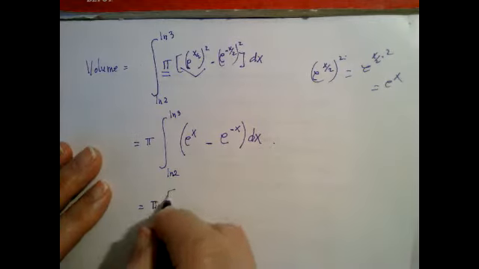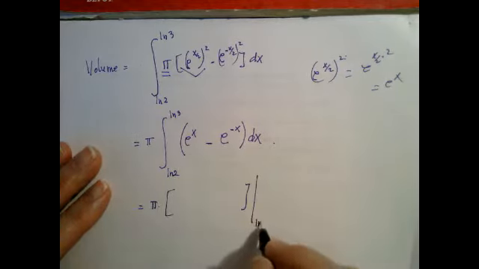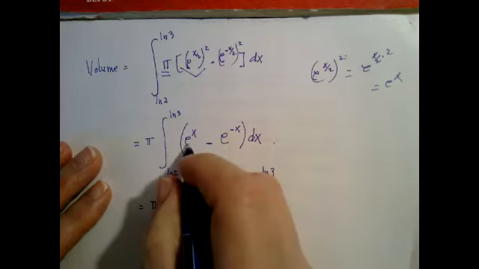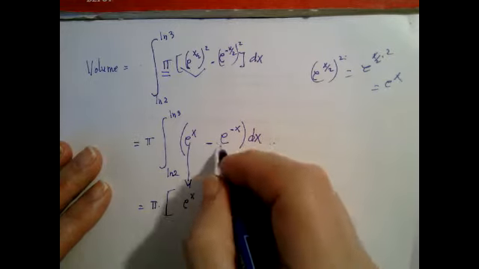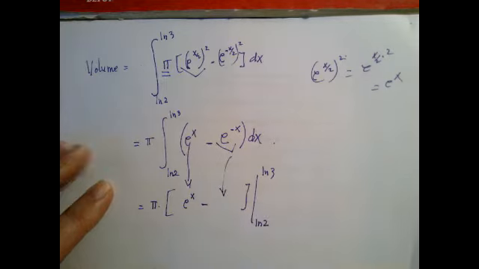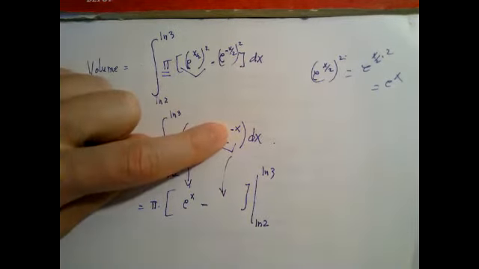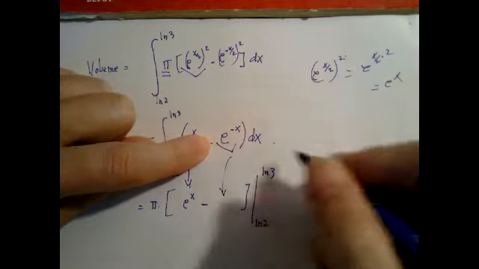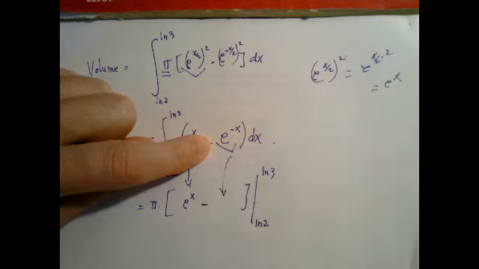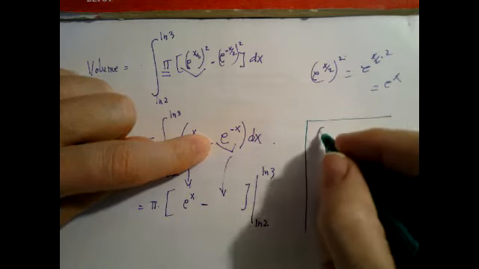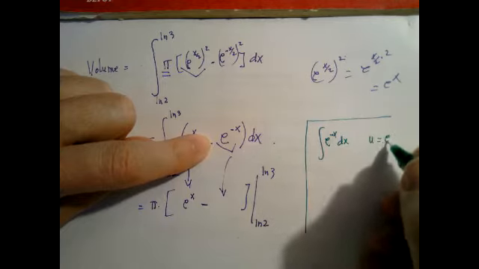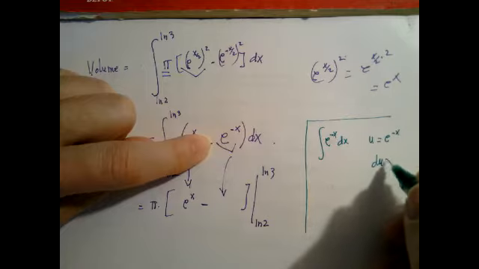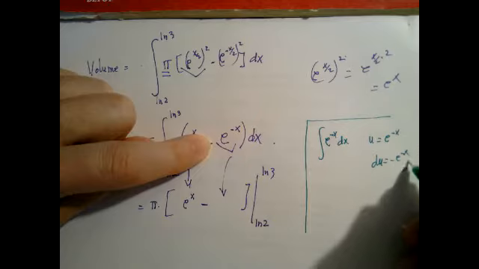Pi times, between ln of 2 and ln of 3. Antiderivative of e to the x is e to the x minus antiderivative of e to the minus x. Now here we have an inside function. So the only way to do that, we have to do a substitution. So on the side, I will do it in green to know that's what I am doing. Antiderivative of e to the minus x dx. u is minus x. du is minus dx.